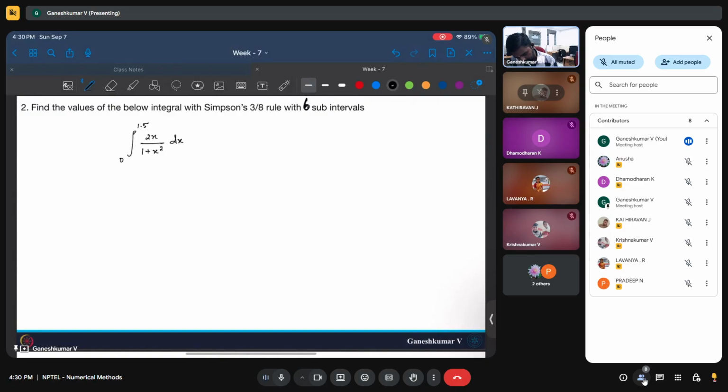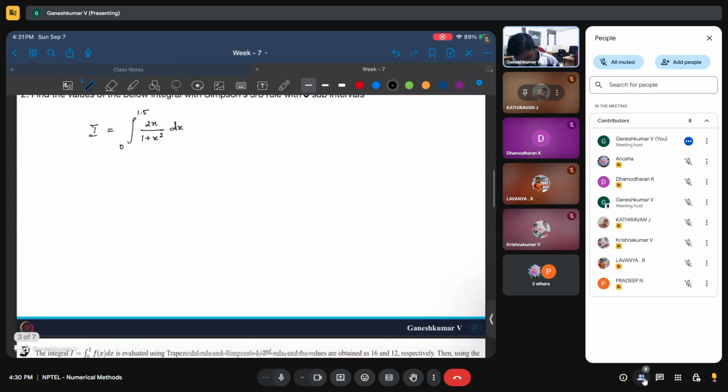So now I have given an integral which is from 0 to 1.5, 2x by 1 plus x square dx. Now we want to use Simpson's 3/8 rule to find out this I. But before that, let's also try to find it in the easiest way, the analytical way, because the function is already known. Here the function is 2x by 1 plus x square.